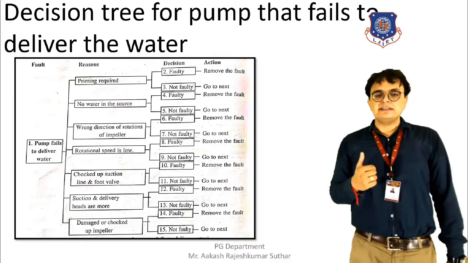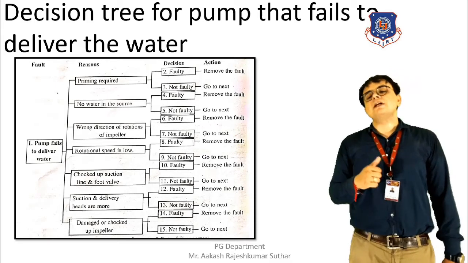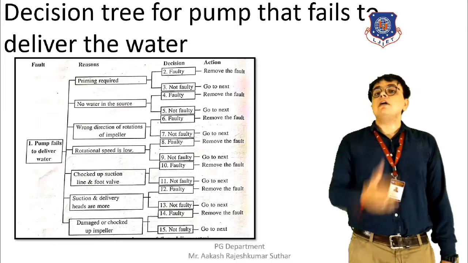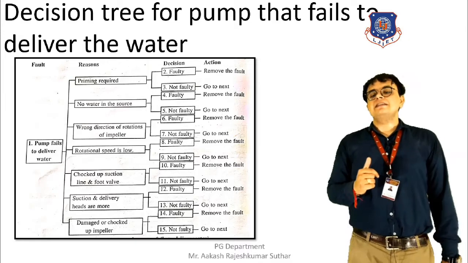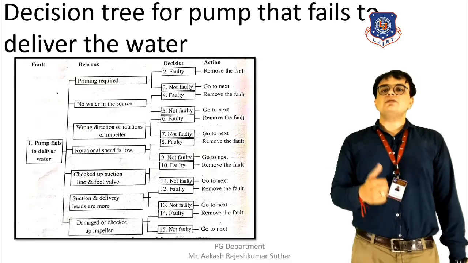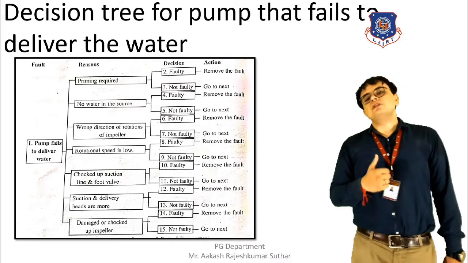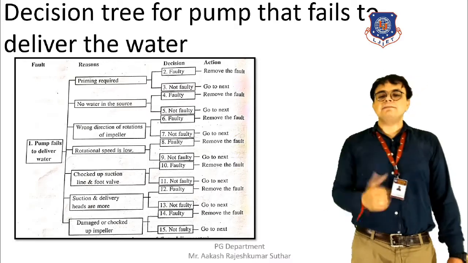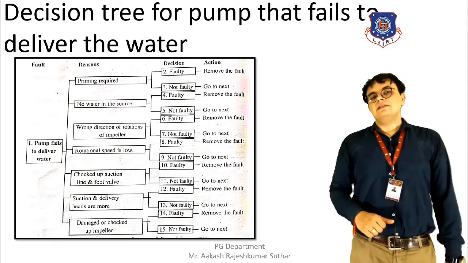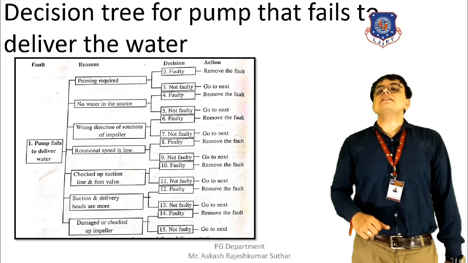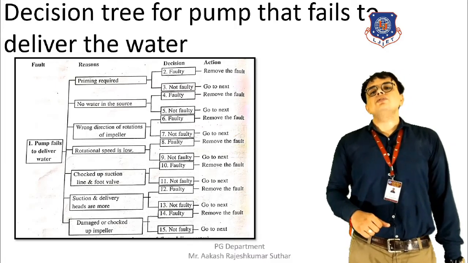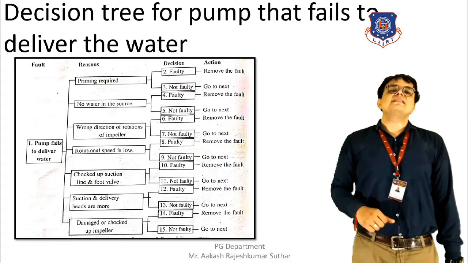Next reason here is the damage or the choke of the impellers. If the impeller is found choked or damaged actually, then the decision should be written as faulty, and the action corresponding to this decision will be remove the fault. But if the impeller is not found damaged, then in the decision we should write not faulty, and in the action we should move towards the next reason.